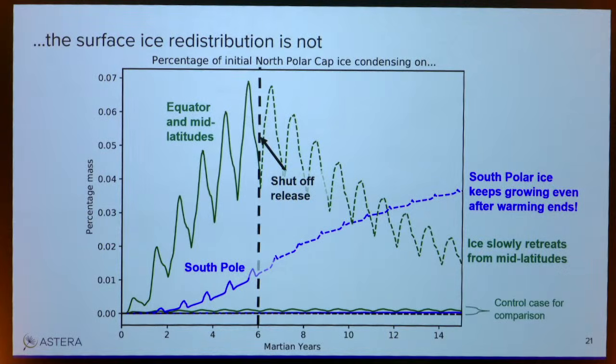As you start sublimating water off the North Polar ice cap, it starts redistributing that ice towards the South Polar ice cap. And when we turn off the nanorod release, the South Polar ice actually continues growing, because there's still this residual humidity in the atmosphere, and there's also this residual amount of ice that's been deposited in the mid-latitudes that gets redistributed towards the South Pole. And so this means that the water cycle is going to take much, much longer to get back to its original state, if it ever does.